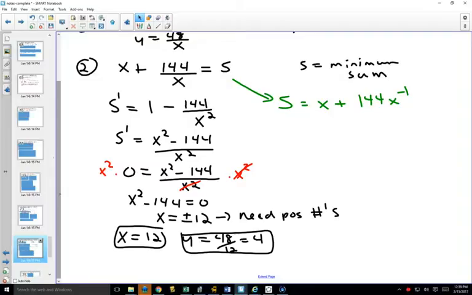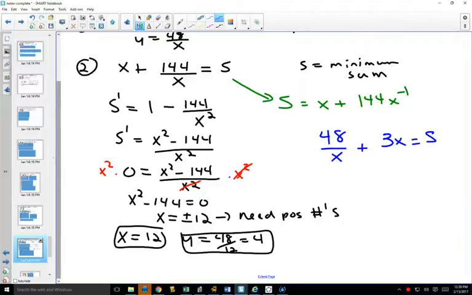So if you had done it the other way, can you see that your equation would have been this? 48 over x plus 3x equals your sum. Is that what you set up? And doing that same derivative that way will give you the same answers.